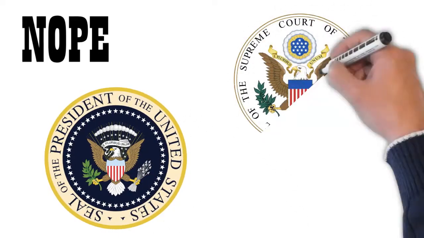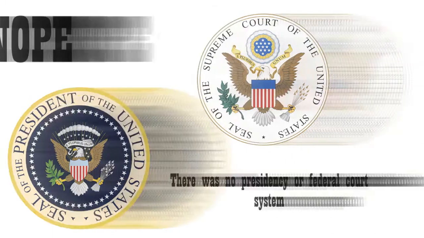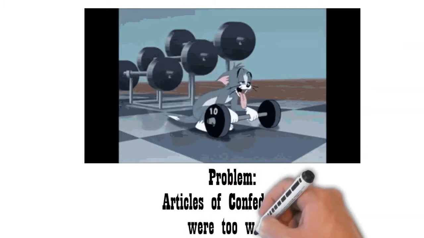There was no executive branch. There was no federal judiciary branch. All you had was the legislative branch. In essence, the Articles of Confederation had a very weak federal government.